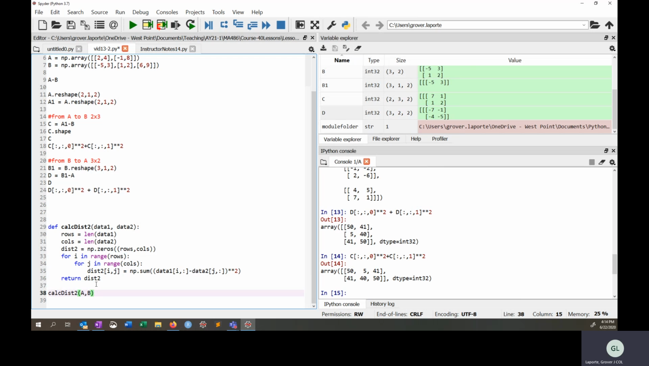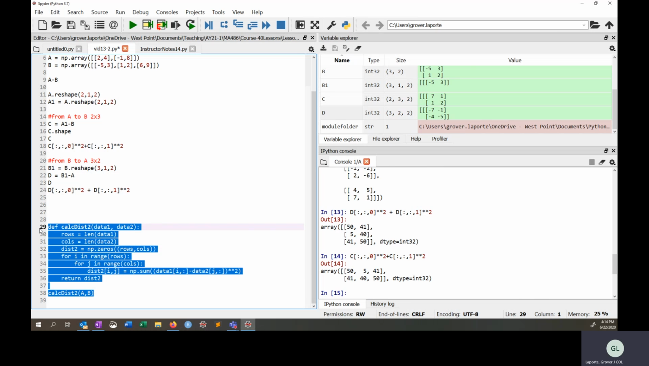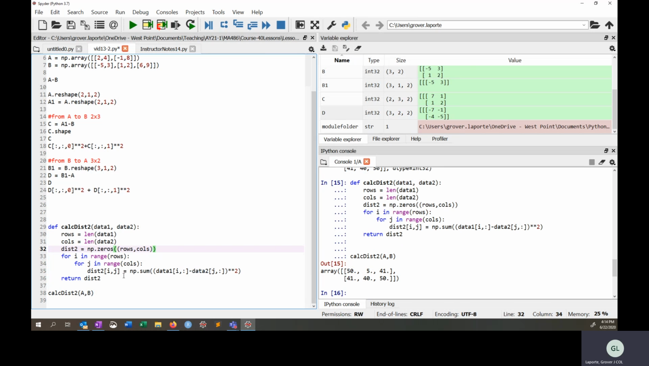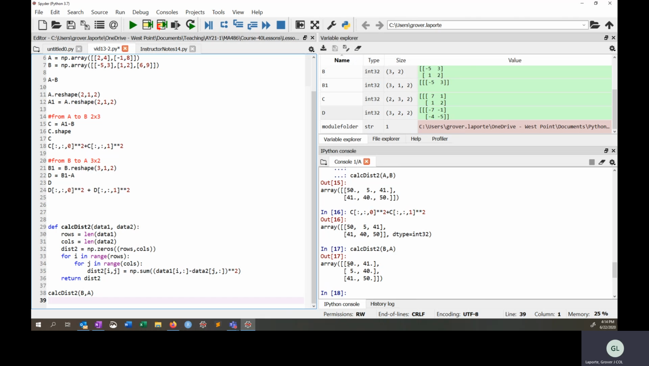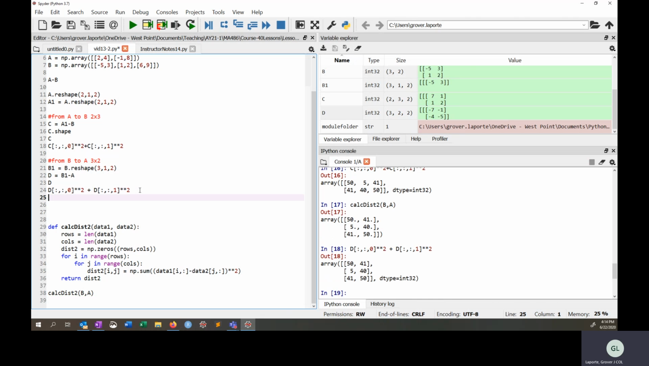This code actually works, but the problem is it's really, really slow, and it starts getting very, very slow as the number of points in each one of your sets gets big. So this would give you the same as this guy. This and these are the same. And if I changed it and went from B to A, we better get the same thing that we got last time. And we did. We get a 3 by 2. And this one would also be a 3 by 2 with exactly the same numbers. Okay. That's all I have.